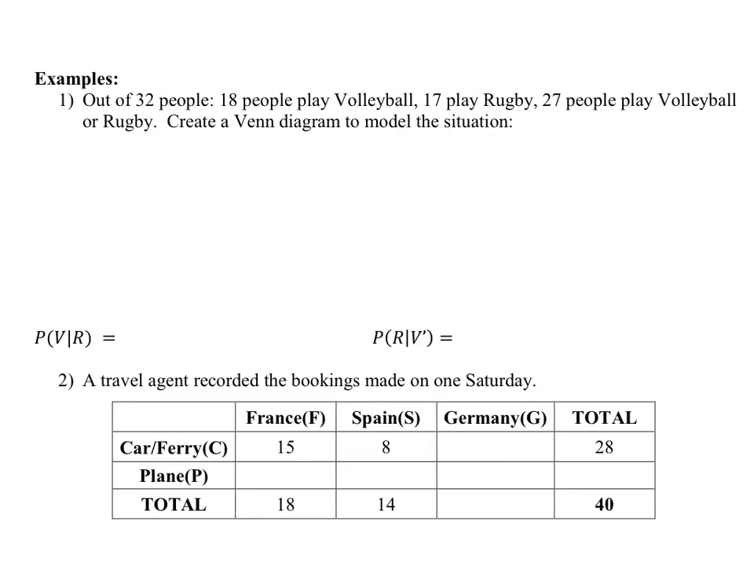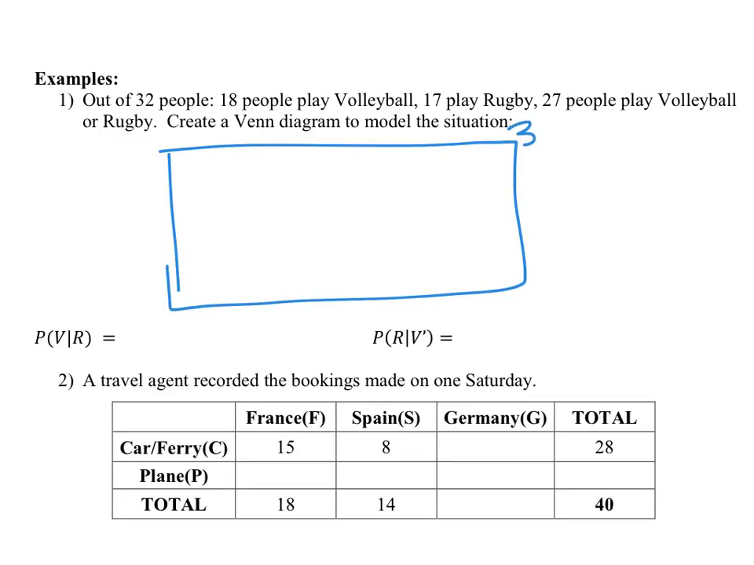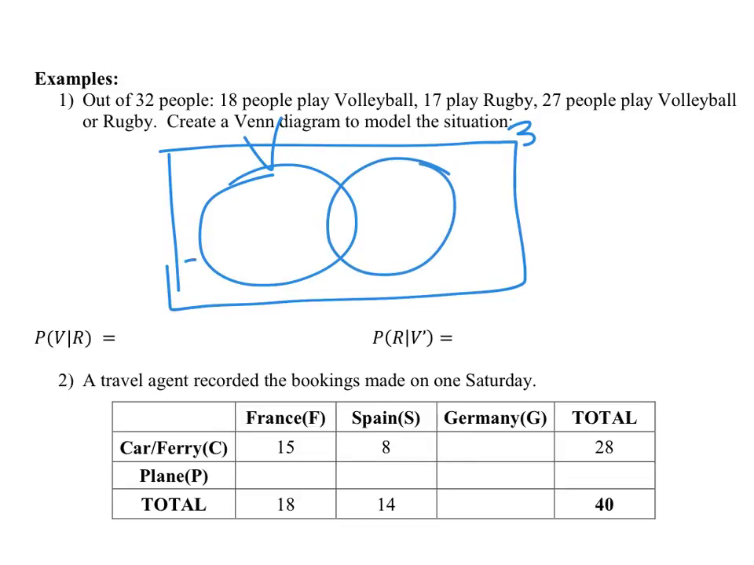So if we do a problem like this, we'll do these many different ways. But initially, I'm going to do it with a Venn diagram and a table of values. So we have this situation here. Out of 32 people, 18 people play volleyball. And so we know this little thing is going to be 18, and 17 people play rugby. Okay, so doing this, it says 27 play volleyball or rugby.